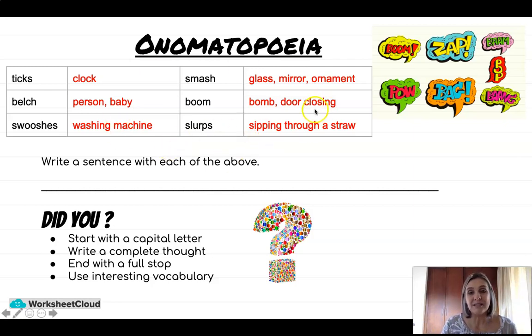So I hope you came up with some interesting ideas. And then your sentences. I hope that you remembered the following. Did you start with a capital letter? Go check. Did you write a complete thought? Remember, we did sentences in one of our first lessons. Is it a complete thought, having a subject and a verb? Did you end with a full stop? Often we just write and then we get to the end and we forget. And then did you use interesting vocabulary?